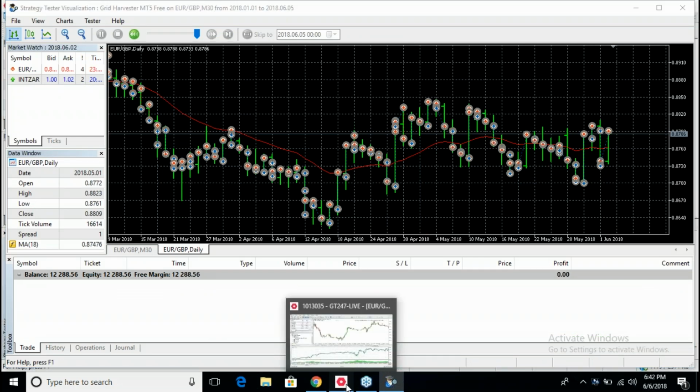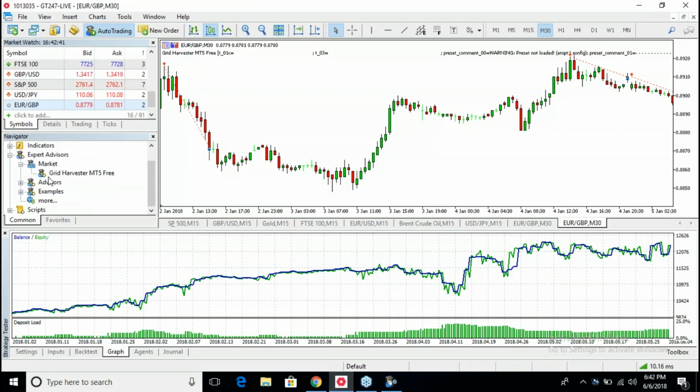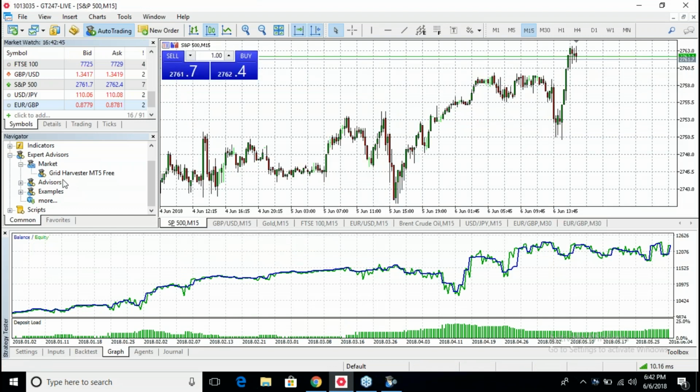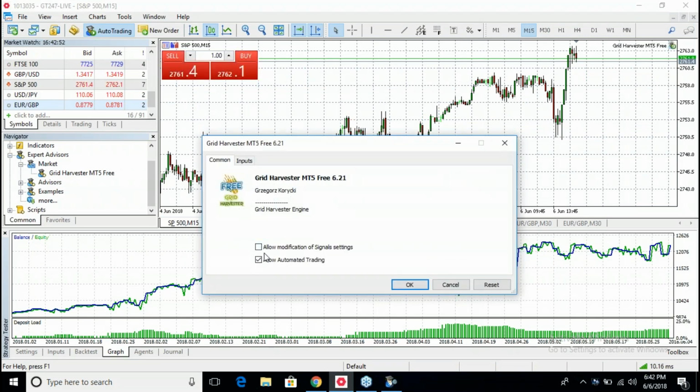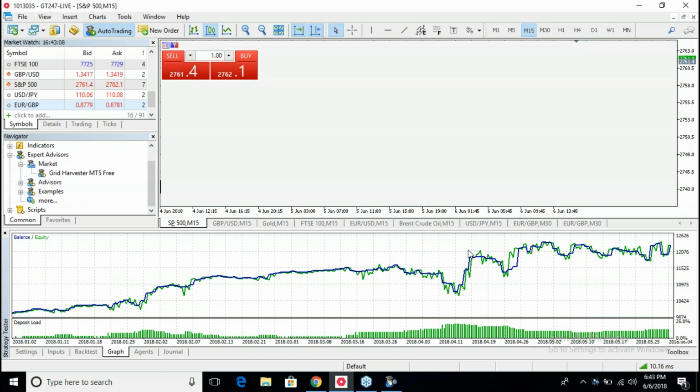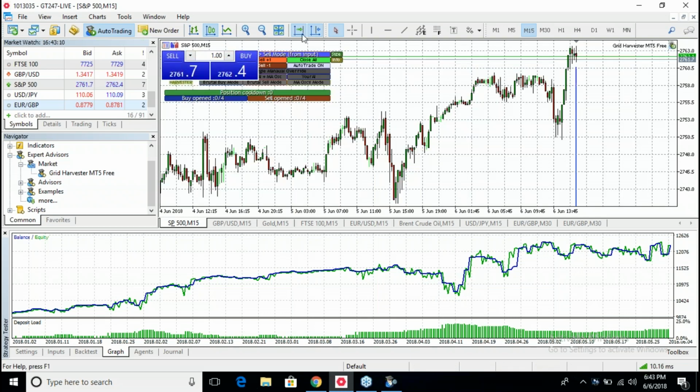So just to run through that again, if you want to implement an expert advisor on your live account or your demo account, all you have to do is take it from your navigator, click it, drag it across, and drop it. You change the inputs to what you want. Obviously, after you ran it a couple of times on the back tester and the strategy tester, and you know exactly what it's doing, it's as easy as that. So this one will now go ahead and trade for you.